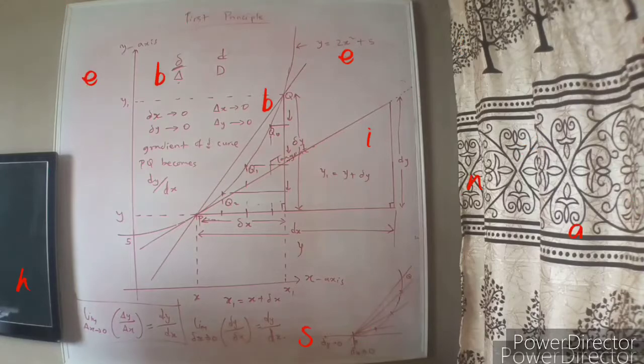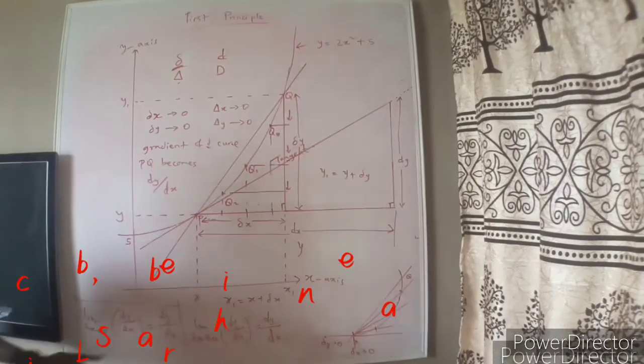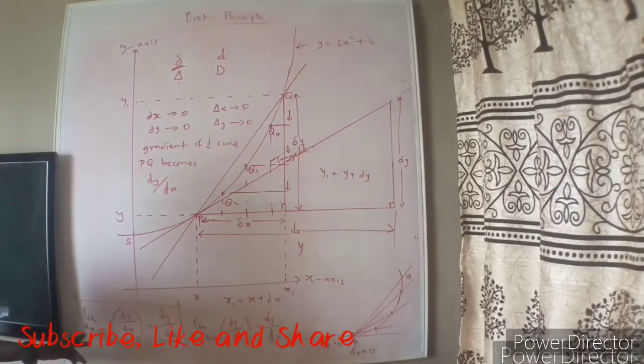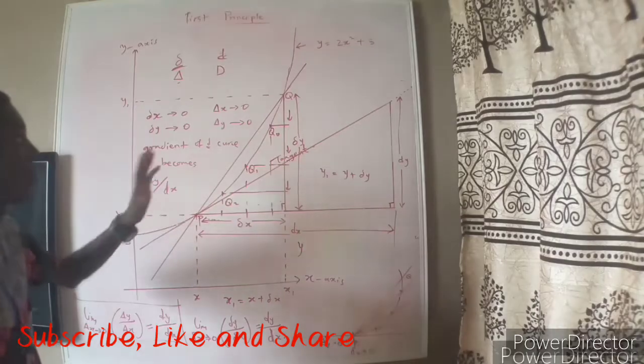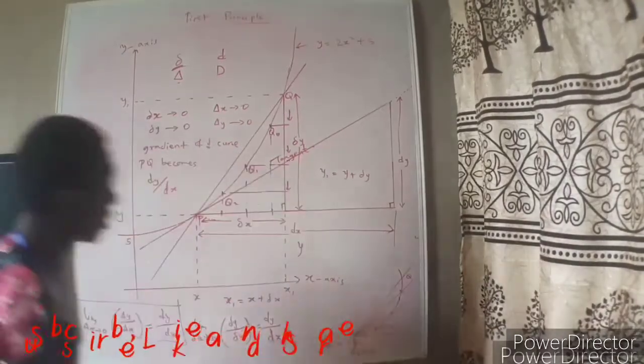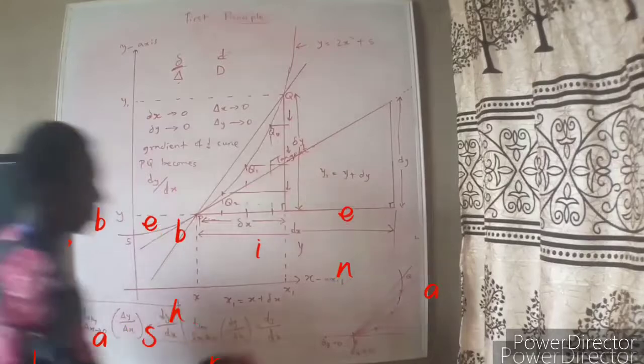So I hope limit is now clear, and the reason why when you limit delta x equals to 0, delta y divided by delta x becomes dy/dx. This is actually the reason. So that's clear. And now let's come to our first principle.